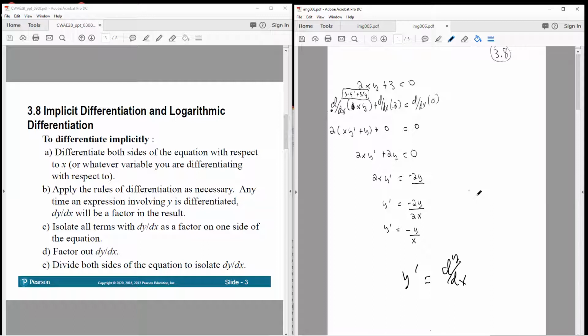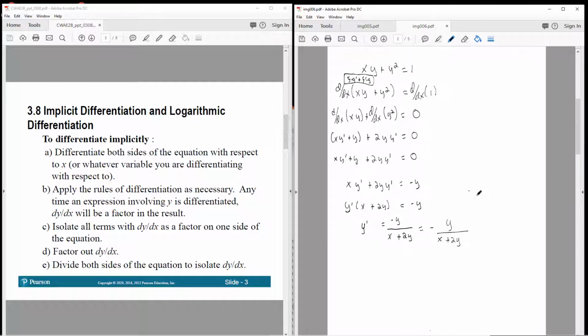Let's look at another one. So in this case here, I have xy plus y squared is equal to 1. So I want to take the derivative of both sides. Derivative of a constant here is 0. Okay, so we'll be taking the derivative of this whole side here, and here I have a product. So I'll be taking the derivative of this product, and I'll be taking the derivative of y squared.